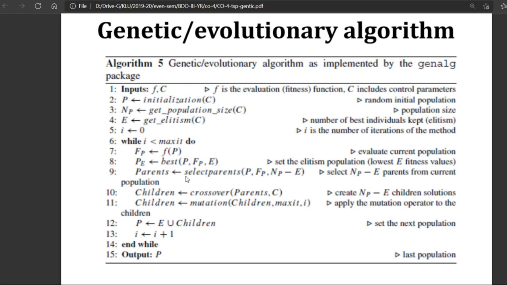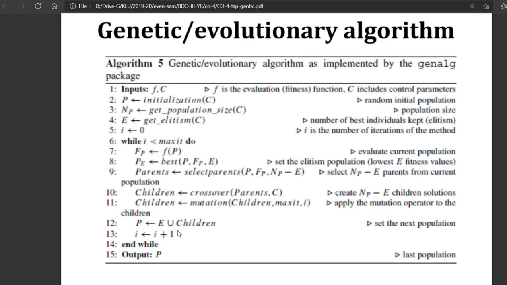In the ninth step, we will select two parents based on the selection probability. This selection probability is calculated based on the fitness value. So we will select the parents based on the selection probability. In the 10th step, on the selected parents, we will perform the crossover operation and we will get children. In the 11th step, we will perform mutation.